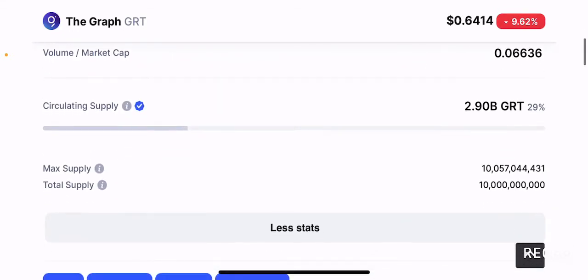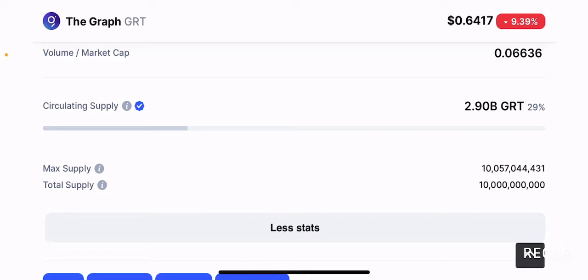So again, if you take the total supply and the max supply, there are like 10 billion tokens overall, and you can also see that there's actually slightly more than 10 billion tokens, 10 billion and I think 57 million tokens as max supply, and you can clearly see that there's only 29% of the tokens, which is basically 2.9 billion tokens in circulation.